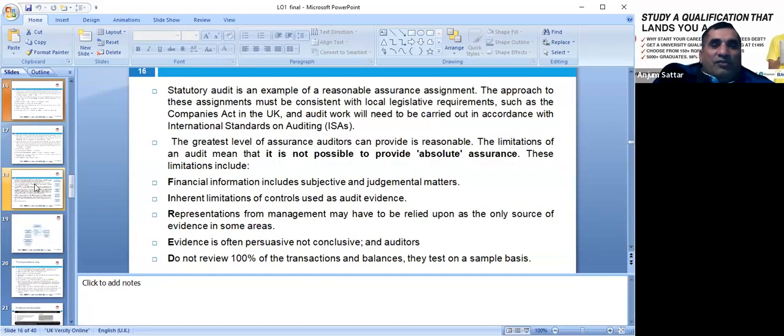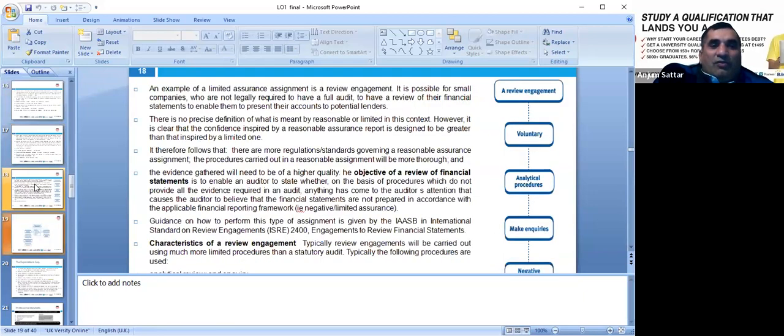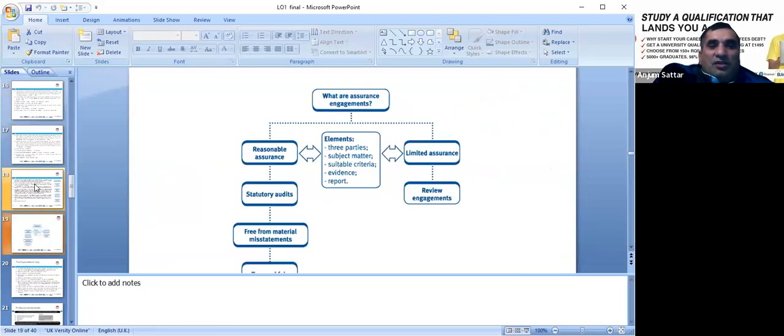Financial information is subjective and involves judgmental matters. There are inherent limitations, such as representation. The management may rely upon only one source of evidence. Evidence may be persuasive, not conclusive, for auditors. And we don't want to, because it's very difficult to do a 100% review. We will try our best to draw the conclusion, which is the positive assurance or limited assurance.